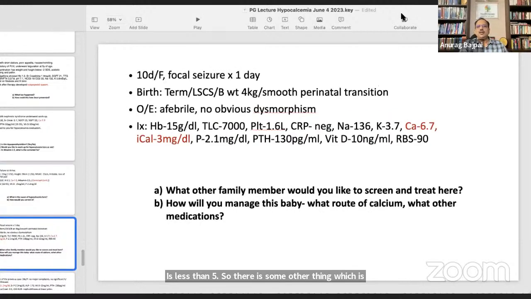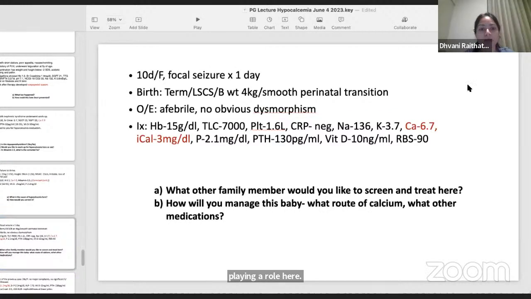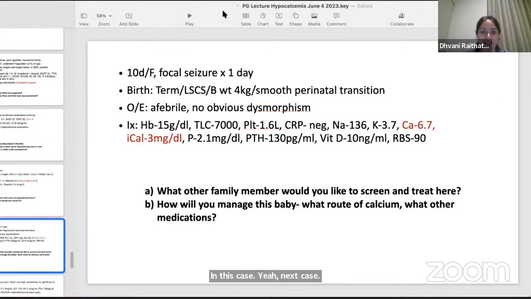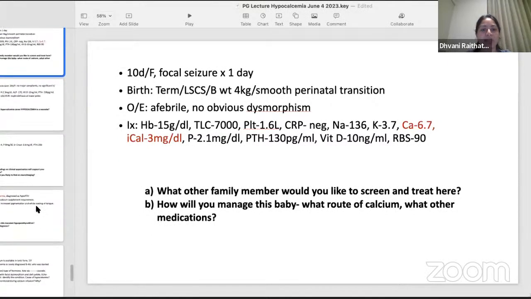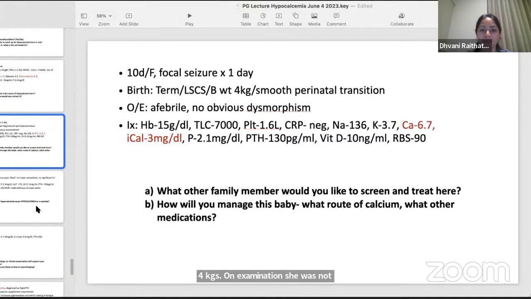Next case. A 10-day-old girl with focal seizures for 1 day. She was born term by cesarean section. Birth weight was normal, 4 kgs. On examination, she was not febrile. She had no obvious dysmorphism. On investigation, the sepsis screen was negative. Calcium was very low at 6.7 with an ionized calcium of 3 milligram per deciliter.